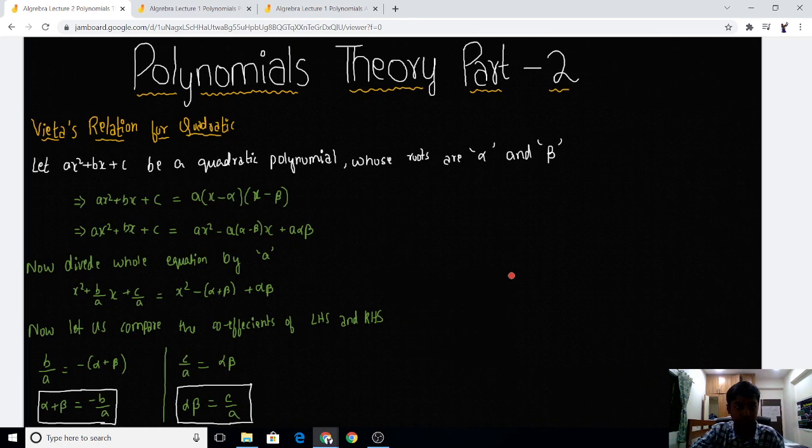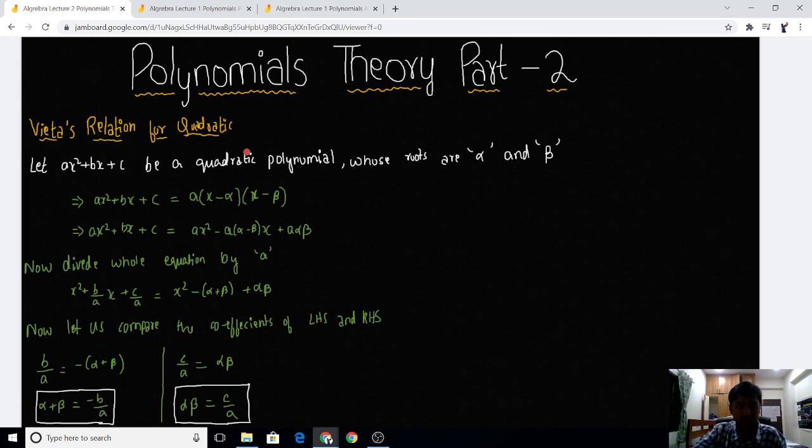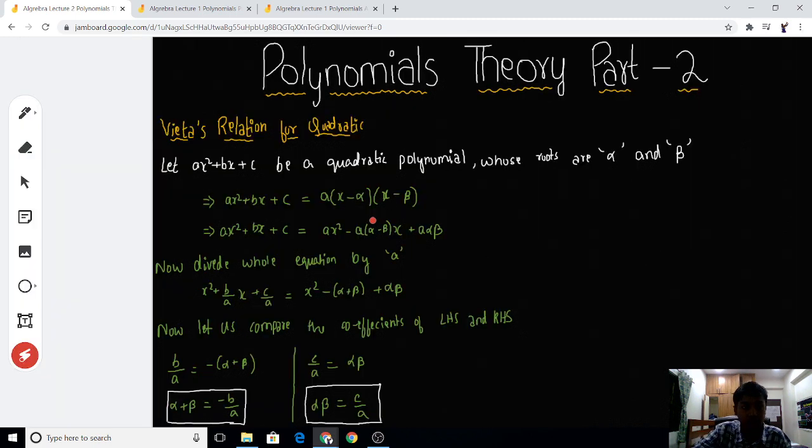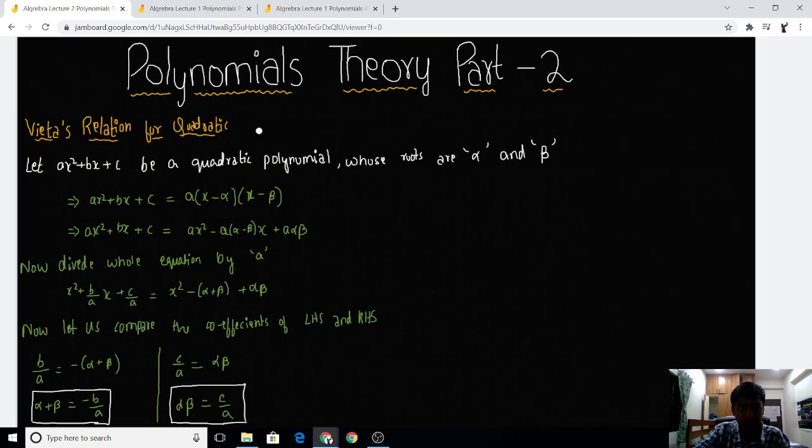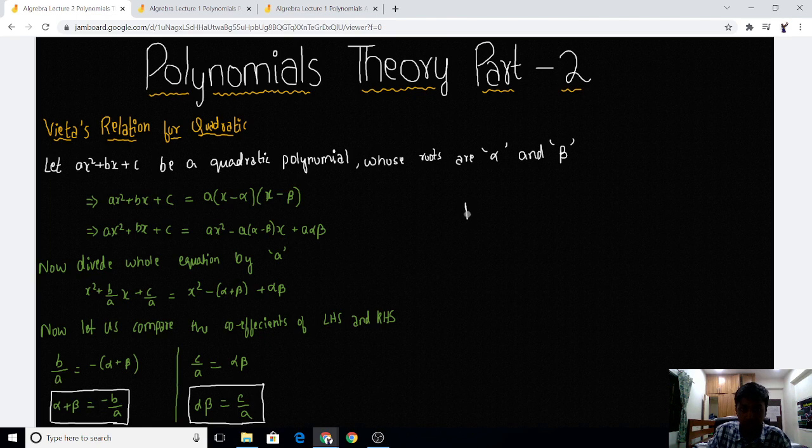I'm starting. So let us look at Vieta's relation. So what is Vieta's relation? Vieta's relation is nothing but the relation, so let me write it down, between the coefficients and the roots.